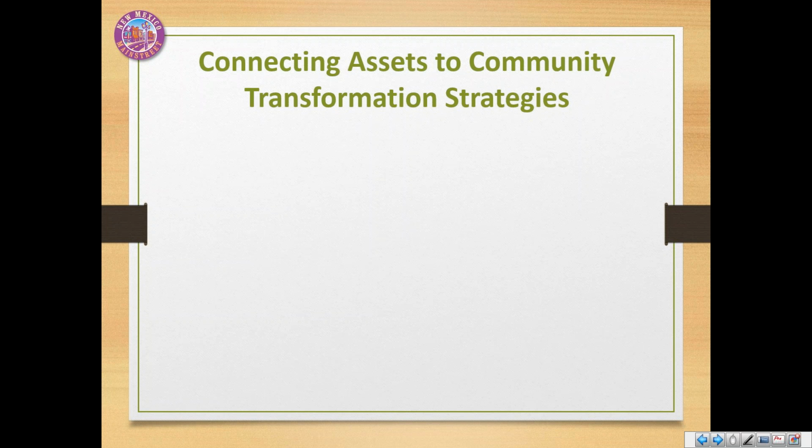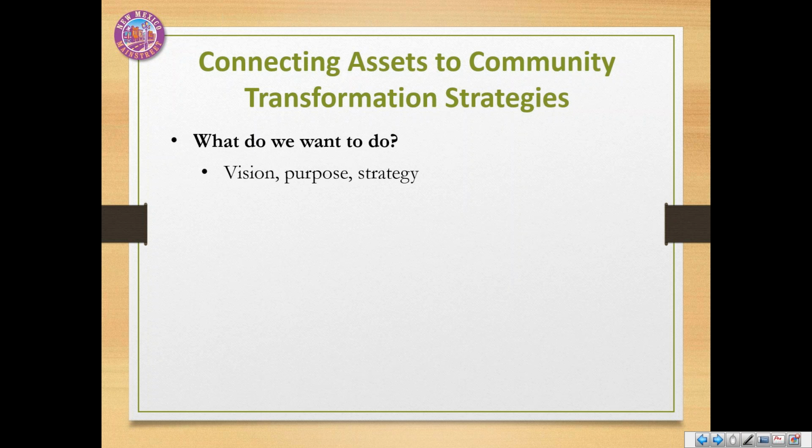As many of you have heard at our Artesia quarterly meeting, and will be hearing more about as we visit your communities for your annual review process, we will be transitioning over into a community transformation strategy approach to our revitalization work. So this webinar will really help you make that connection between how you develop community transformation strategies by using your existing assets.